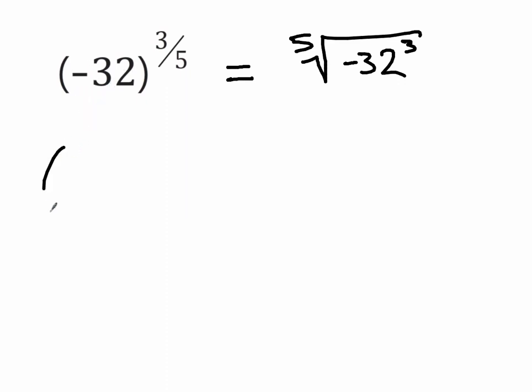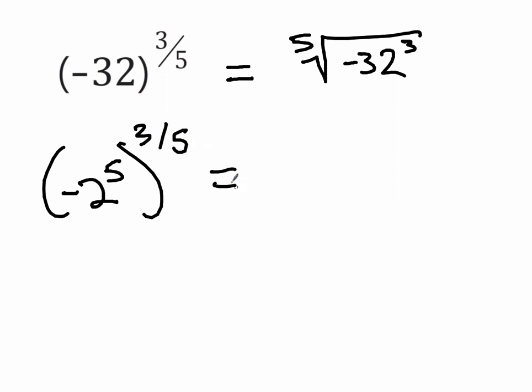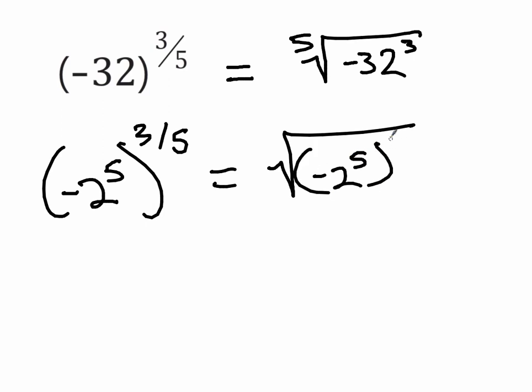So negative 32 is the same thing as negative 2 to the 5th. And then we're going to raise that to 3/5, because 32 is the same thing as 2 to the 5th. Then over here, we can do the same thing. Negative 2 to the 5th cubed. Alright, negative 2 to the 5th. Now we're going to do 5 times 3/5, and we would just get negative 2 cubed.